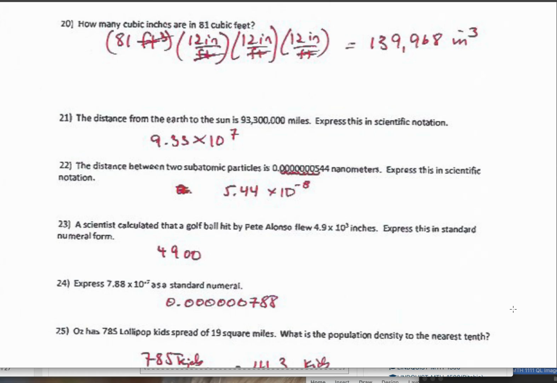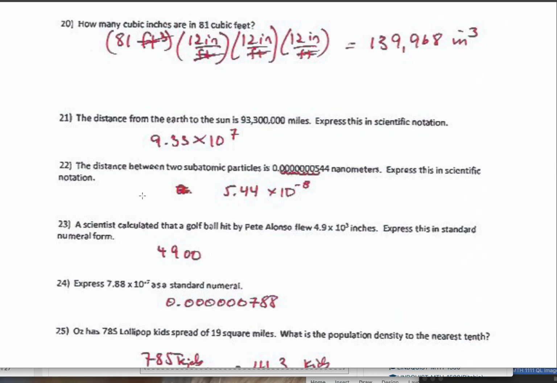The distance from the Earth to the Sun is 93,300,000, which is 93.3 million miles. Express this in scientific notation. So again, you're just going to count how many places you move the decimal, as if it was at the end of the zeros. I go 3, then another 3 is 6, and another one is 7. So I get 9.33 times 10 to the 7.